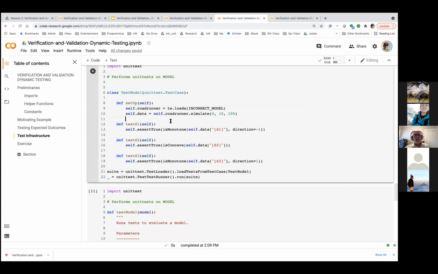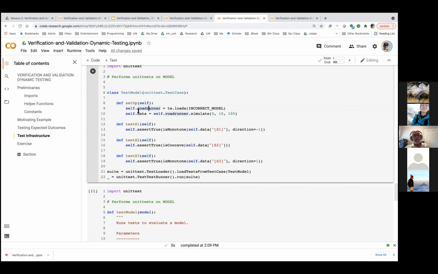And so what you're going to do is you're going to load the model that you're going to test. In this case, we're testing the incorrect model. And you're going to put that into a Roadrunner object. By saying self.roadrunner, what it does is it makes this data available to other functions. That's why you're doing it.